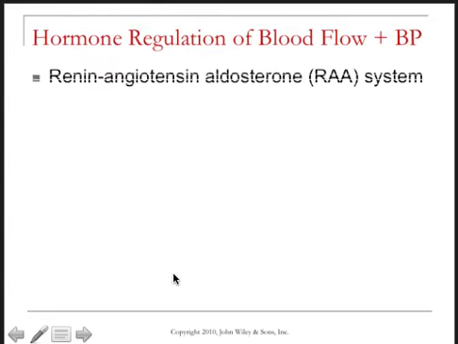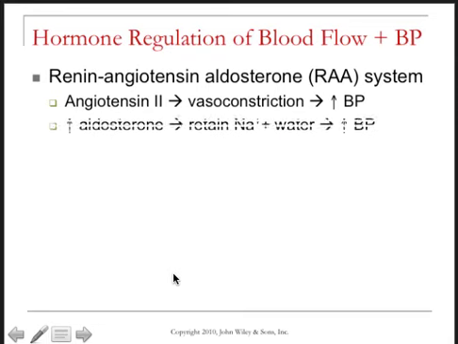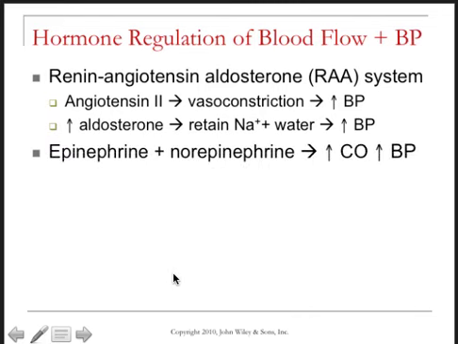Okay, how do hormones act? Well, the renin-angiotensin-aldosterone system is probably the most important hormone system that affects blood pressure and blood flow. Basically, angiotensin 2 is a potent vasoconstrictor. So what it does is it raises blood pressure. Aldosterone, which is generated by the adrenal cortex, causes the kidneys to retain sodium, and as a result now the water will chase the sodium back into the body, and this will result in an increase in blood pressure as well. Epinephrine and norepinephrine increase cardiac output and blood pressure.